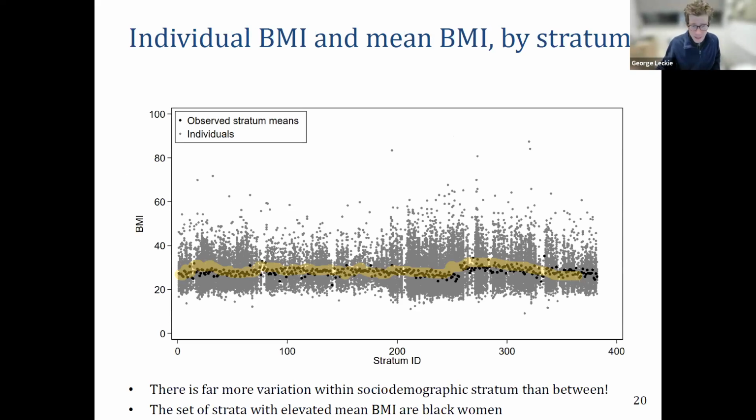One other thing to note here is what appears to be a noticeable hike up in elevation of mean BMI as we shift just about here. And if you look at the data, you can see the way the stratum IDs are defined. When we get the elevation, this is Black women having a noticeable elevation versus other groups here versus white women. So that's what we can see visually, which is already hinting at a two-way interaction, which is going to come back in spades later on.